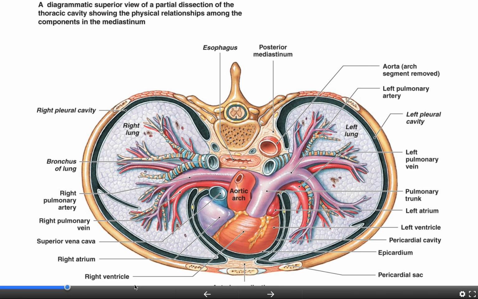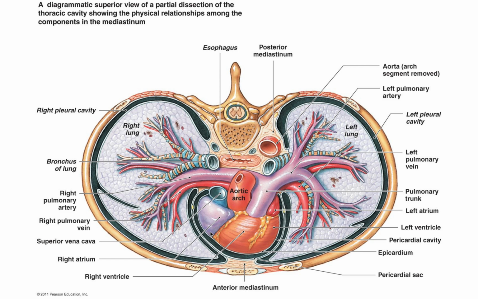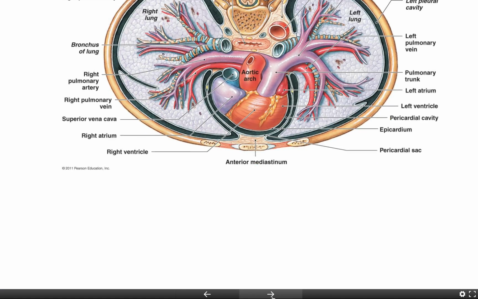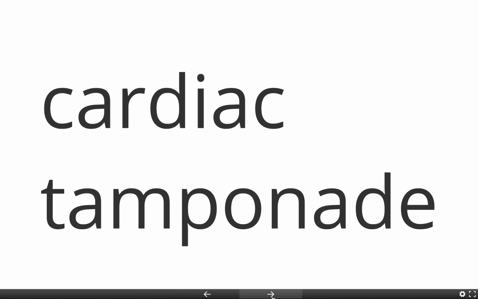The heart is located here in a cavity that's called the mediastinum. It's suspended within the pericardial cavity, so it's surrounded by fluid here that allows it to move freely. And if we have any damage to the pericardium or the chest wall, fluid will build up in there and stop the heart from working right, and that's called cardiac tamponade.